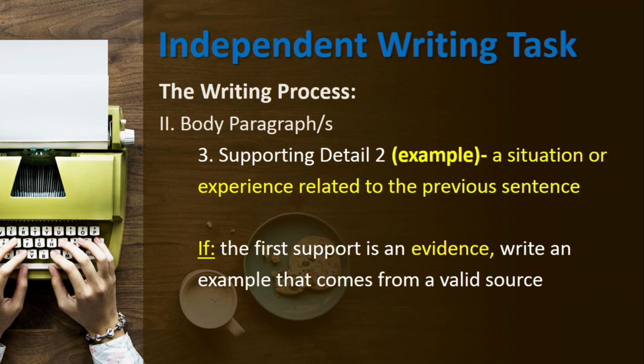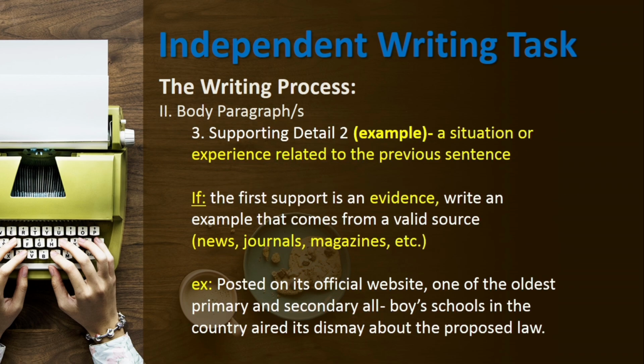Now, if you used an evidence as your first supporting detail, it would be wise to be consistent. I mean, the example may come from a source that is legitimate. For instance, it may again come from a report from a credible newsroom, an article posted in a newspaper or a magazine, or from other similar types. So here is a sample, posted on its official website. One of the oldest primary and secondary all-boys schools in the country aired its dismay about the proposed law.